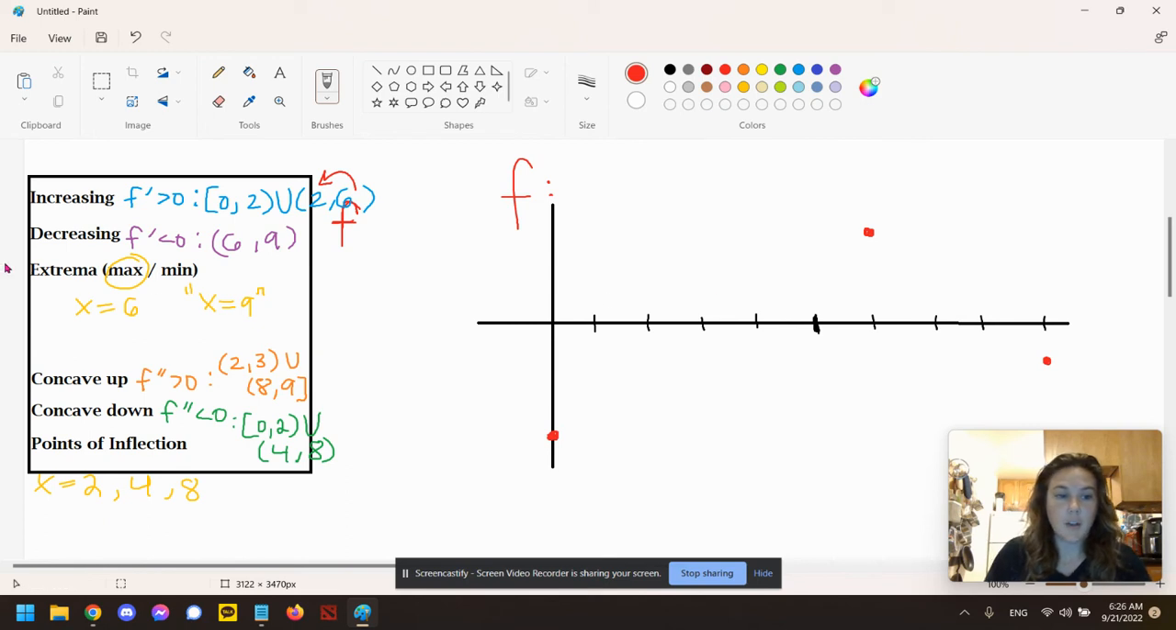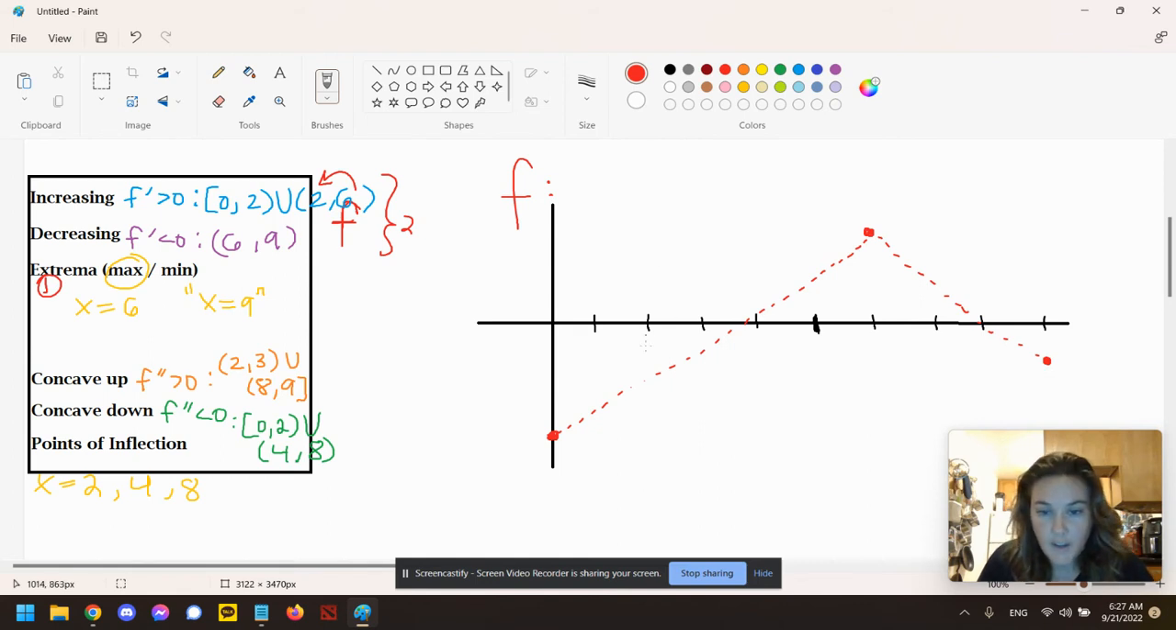Okay, I've plotted my extrema. That was first. Now second, I'm going to use a dotted line. This is a personal preference, but I recommend it. Dotted line where it's increasing and where it's decreasing. And at 2, I'm going to make a note. It's not actually increasing here. It should be flat.